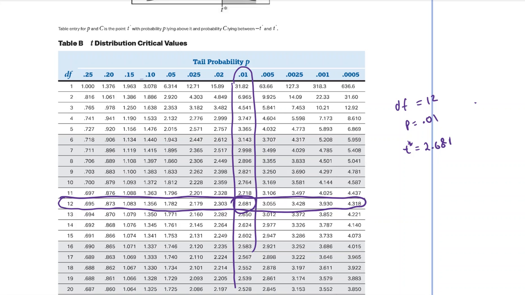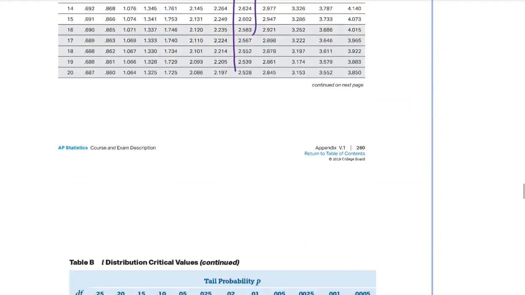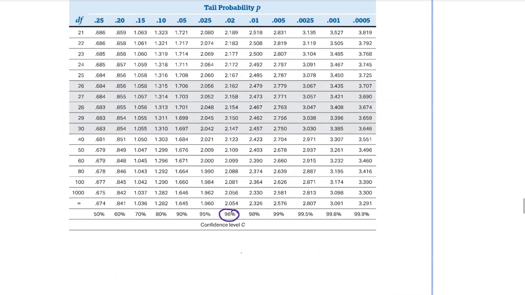Now, you're not always going to have the degrees of freedom you want in your table. I did here, but most tables will start skipping at some point. So you can see once I get up to 30 in my table here, it jumps by tens for a while before it jumps almost by more than that. So maybe I'm interested in a degrees of freedom of 55. This time I'm going to want my tail probability here to be 0.025. So I'm looking at a 95% confidence problem there.